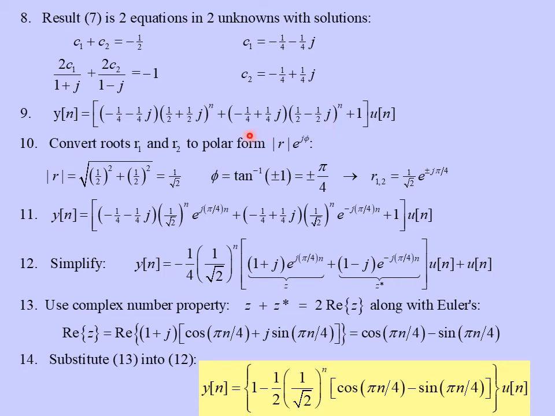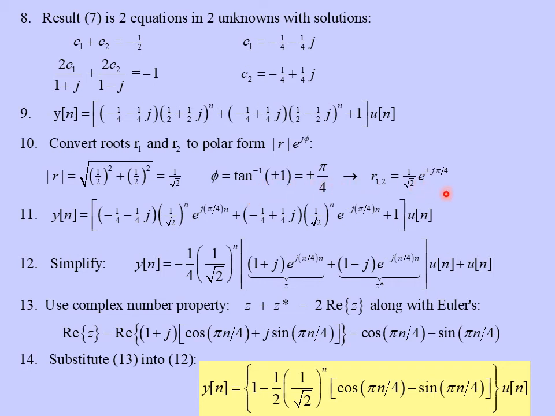One thing we can do is take these roots, R1 and R2, which are in rectangular form, A plus jB, and convert them to polar form. Remember, polar form has a magnitude and a phase angle. I'll spare you some of the details here, but we can use the Pythagorean theorem to find the magnitude, and we can also use some trig to find the phase angles, which are shown here.